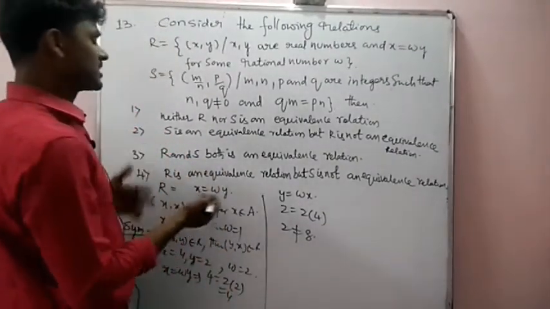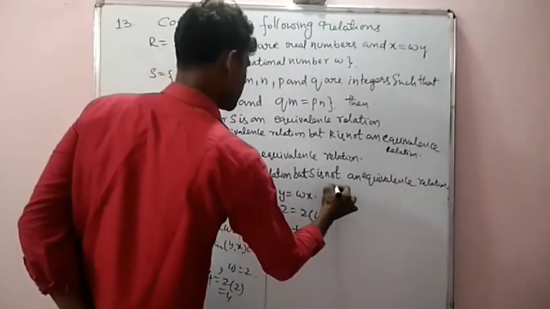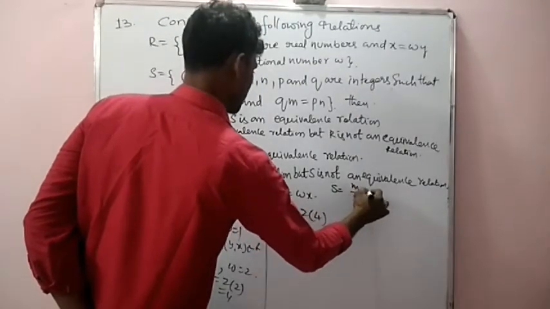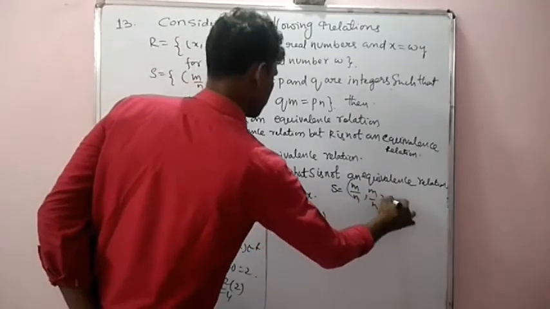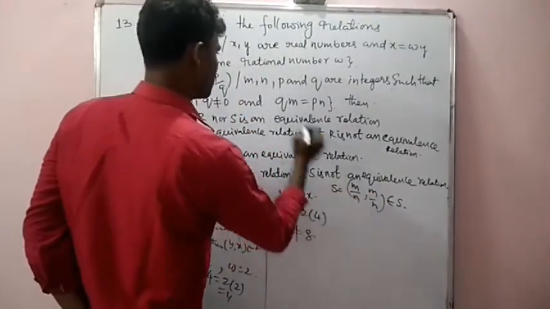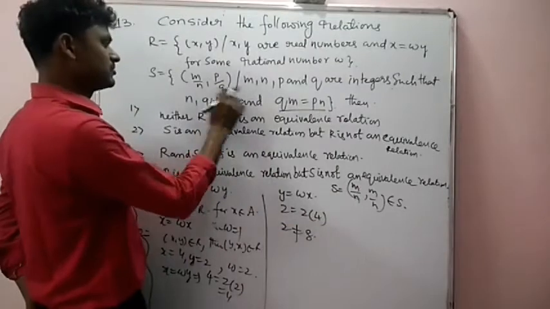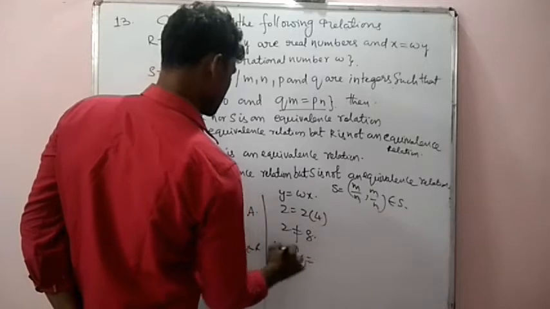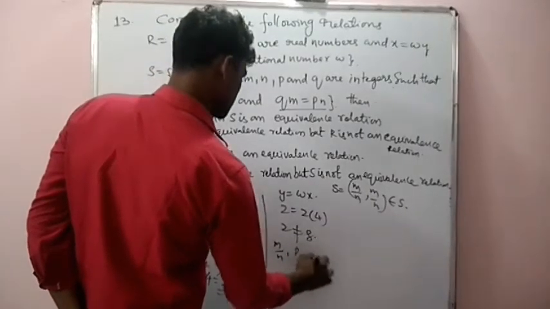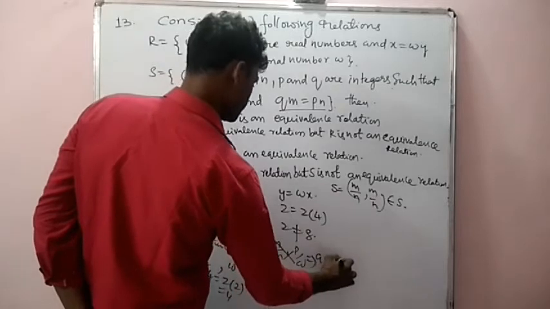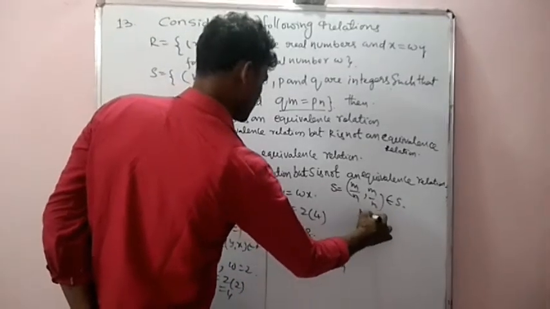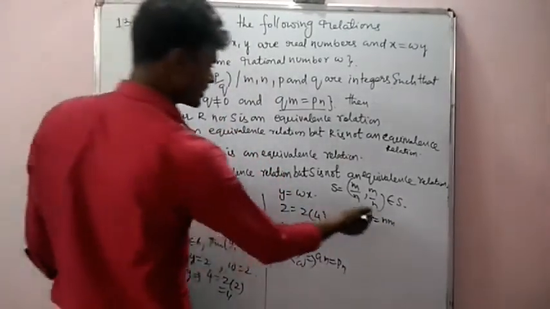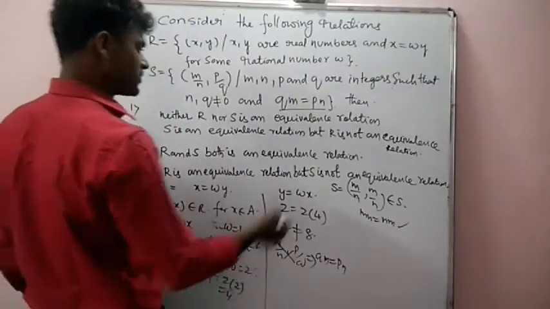Then we have to check whether S is an equivalence relation or not. For S, m/n, we check reflexivity: m/n belongs to S. One condition is given: for m/n and p/q, qm = pn. Here both are the same, mn = nm, which means the commutative law of multiplication holds. That's why reflexivity is possible.